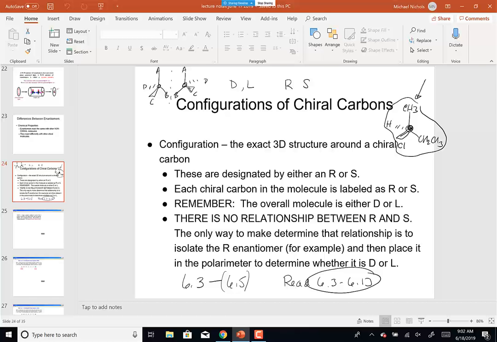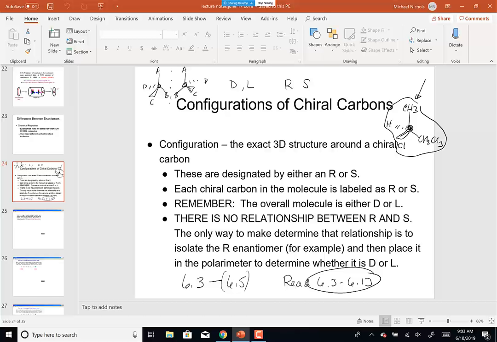But at the chiral center level, we have to define what the exact three-dimensional structure is around that center by using R and S. So we'll start with a single chiral center, and then you have to apply those rules to every single chiral center in the molecule. And those are either R or S. But for molecules that have a single chiral center, there's no relationship between whether the chiral center is R or S and whether the overall molecule is D or L.